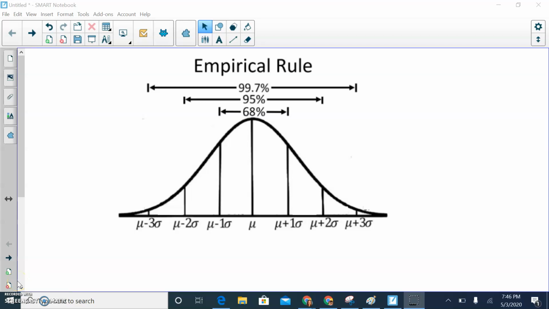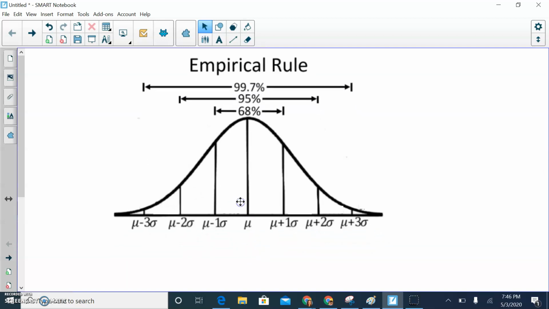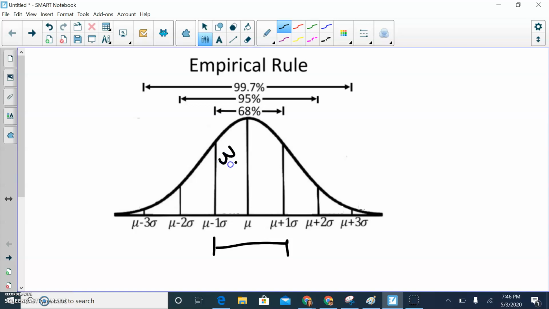Recall from last week, we know that the mean falls in the center of a normal distribution. If we're trying to find each section to help us apply the empirical rule, since 68% fall within one standard deviation of the mean, using symmetry, we can cut that in half so that each one of these sections represents 34% of our data.